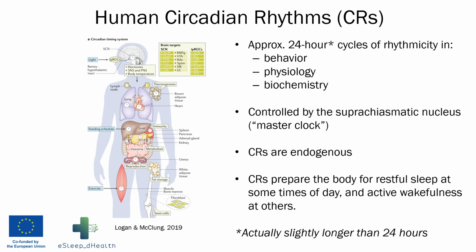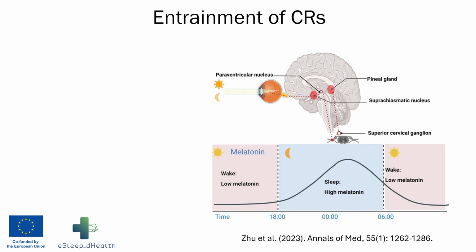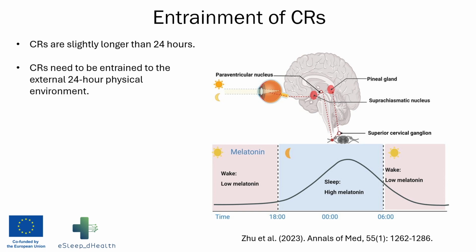And finally, you should know that although I said that the circadian rhythms are approximately 24-hour cycles of rhythmicity, they're actually slightly longer than 24 hours. And since circadian rhythms are slightly longer than 24 hours, they therefore need to be entrained to the external 24-hour physical environment.